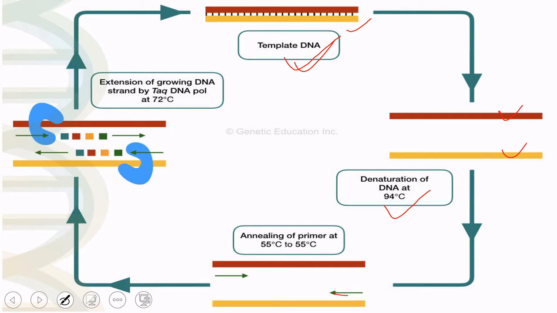Then in the annealing step, the primer is added to the 3' end of the DNA. Next step, we have elongation or extension. There, thermostable DNA polymerase elongates this primer and makes a complementary copy. So ultimately we get two double-stranded DNA. So here is one double-stranded DNA. This is the second. This is one cycle.